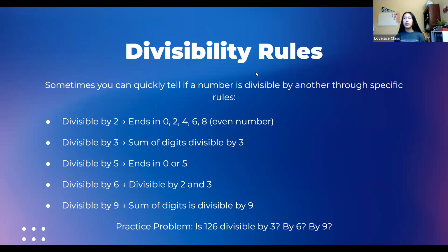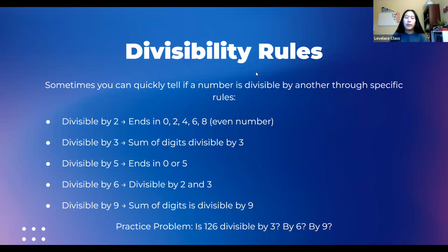For example, we know that 20 is divisible by 2 because 20 is an even number, and 20 ends in 0. So that must mean that it's divisible by 2. We know that 21 is not divisible by 2 because it's an odd number and it ends with 1, and 1 is not one of the numbers on the screen. So that's the divisibility rule for 2.